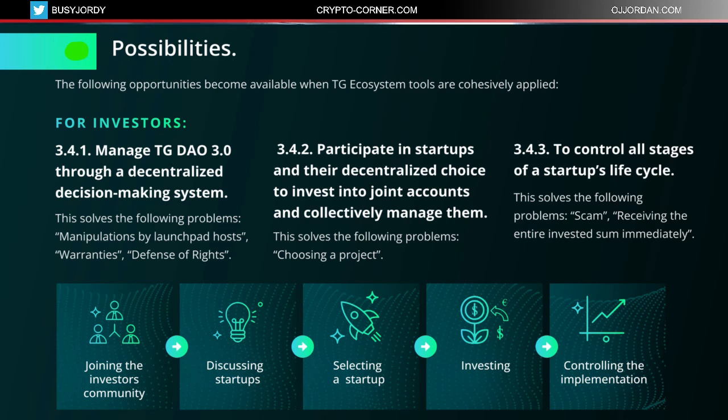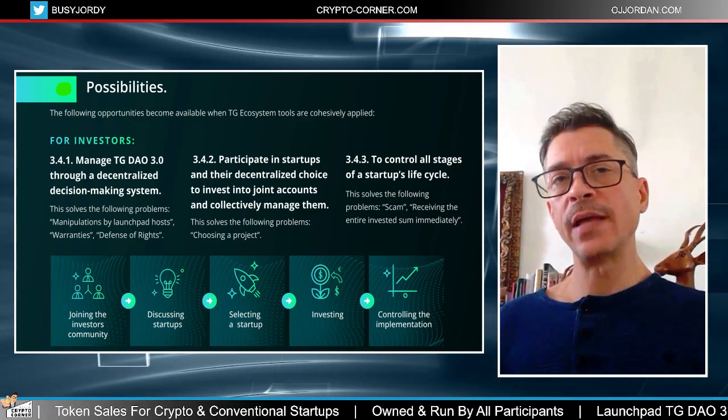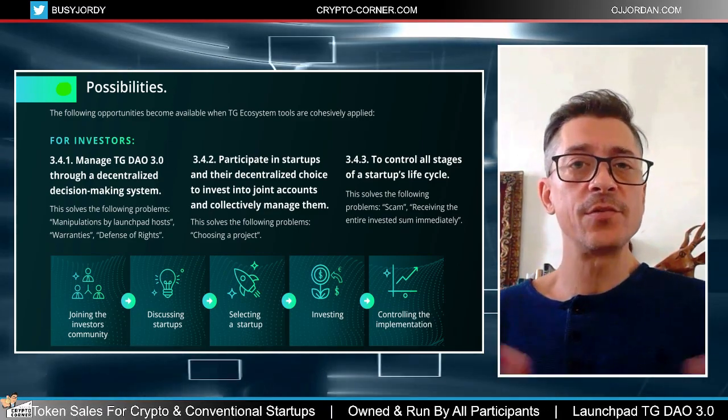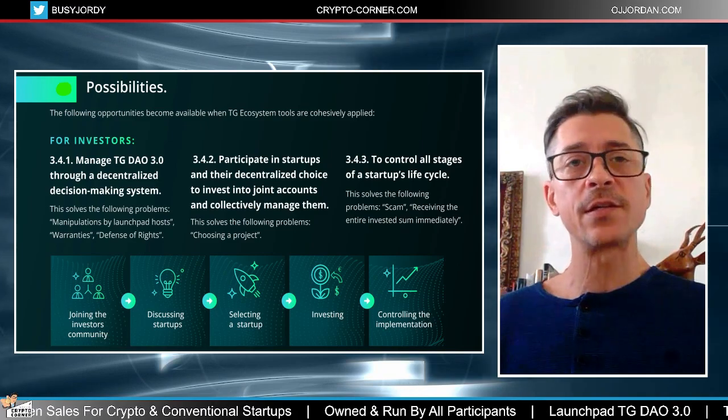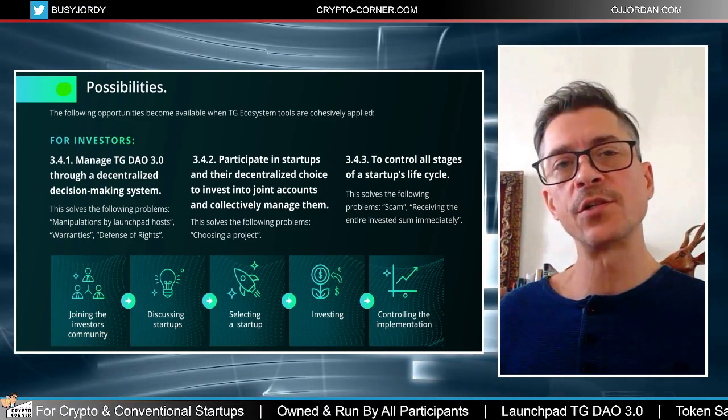Well, crypto investors no longer need to spend time reading about or selecting projects for investment, researching them, analyzing them. Cryptocurrency investors, through the decision-making system, choose trusted experts that eventually form the Launchpad management team. Investors gain access to startups verified by the TG DAO experts, and using the collective mind of an investor group, make an informed collective or personal investment decision.